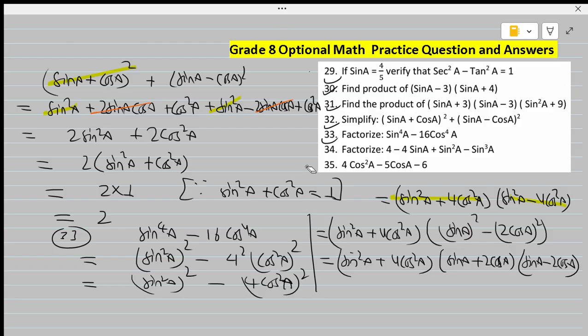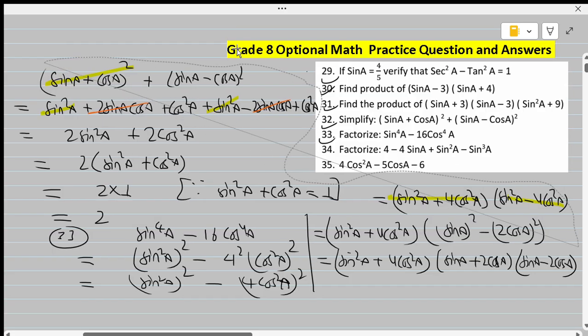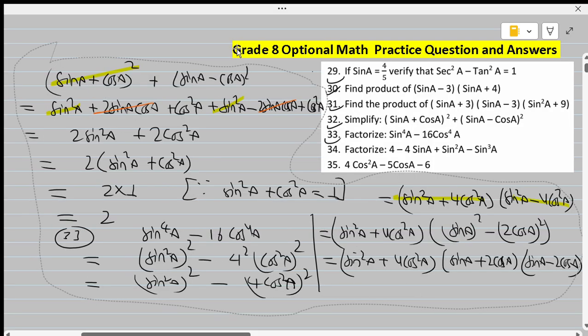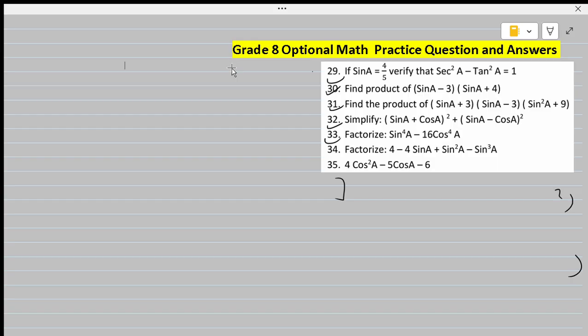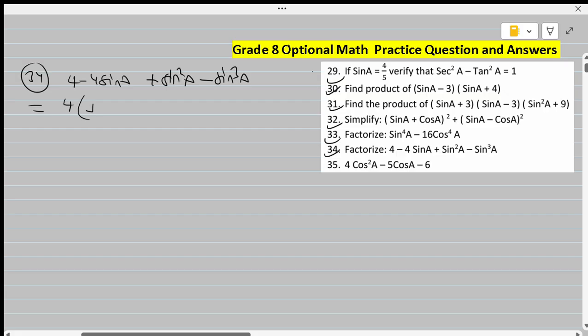Now I go with number 34. So in number 34, let's see, we are asked to factorize this: 4 minus 4 sine A plus sine square A minus sine cube A. Now from the first two terms you can take 4 common. 4 ones are 4 and 4 sine A, that is 4 into sine A, 4 sine A.